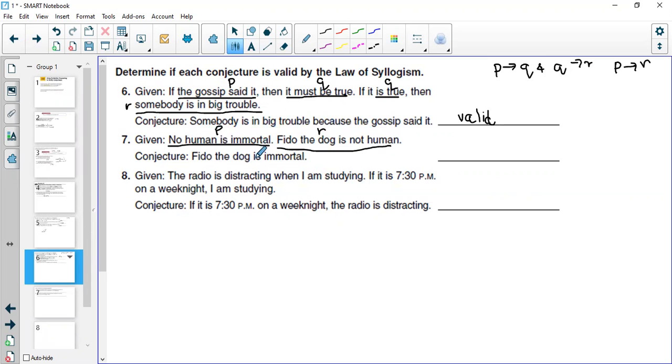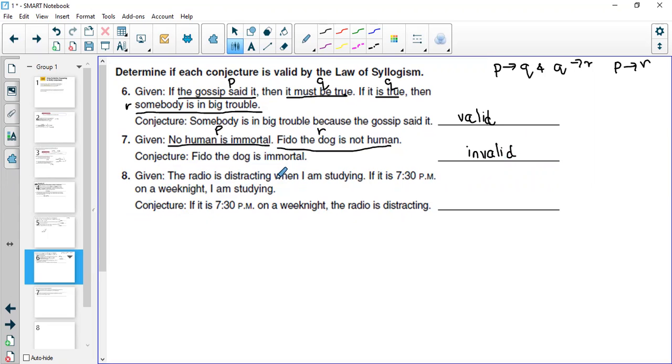So the conjecture: Fido the dog is immortal. This doesn't make any sense because the Q is missing, so this is an invalid statement. Even if you don't find the Q, "Fido the dog is immortal", any dog staying without dying is impossible. So it's an invalid conjecture. We need to think logically too. Even if we do not find the PQR, look at the conjecture: Fido the dog living without dying is impossible. So it's invalid.